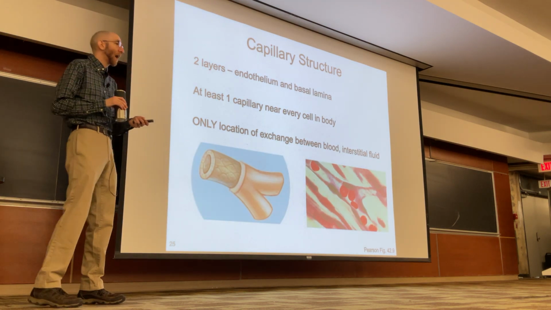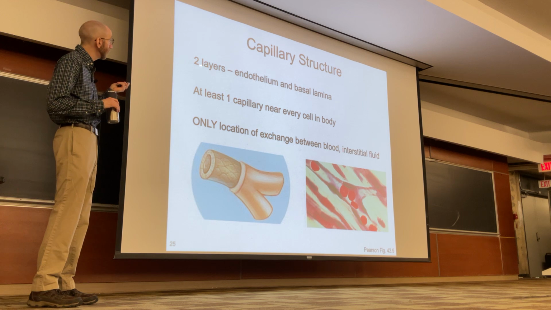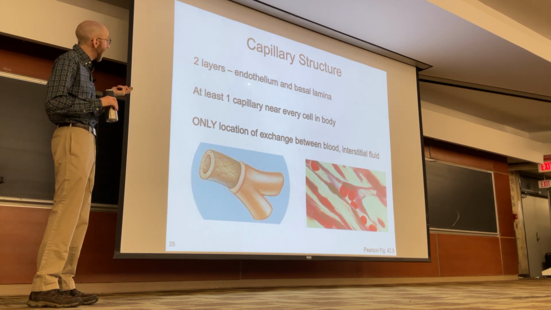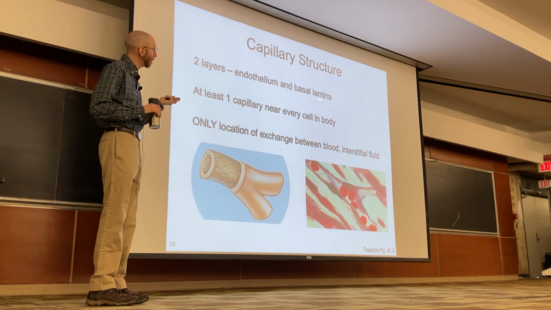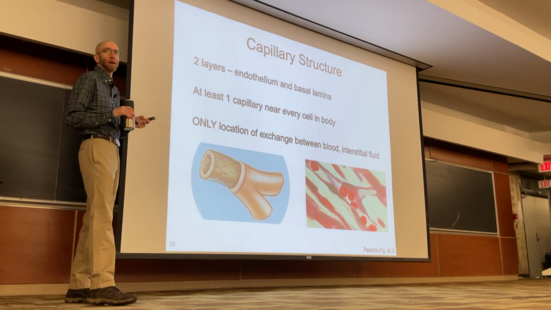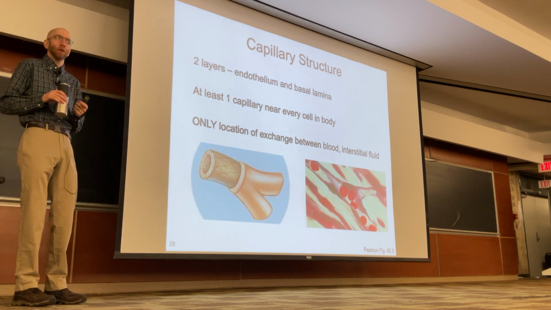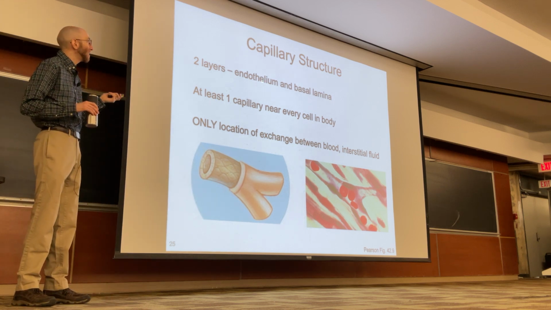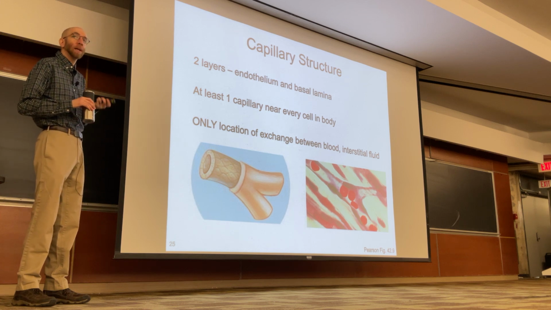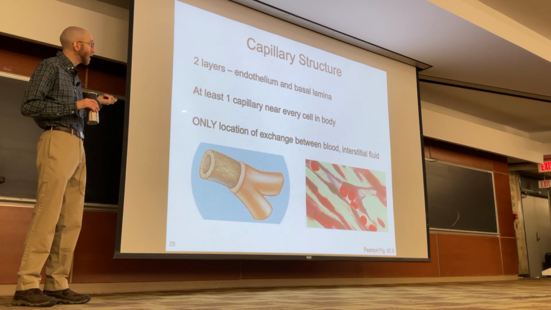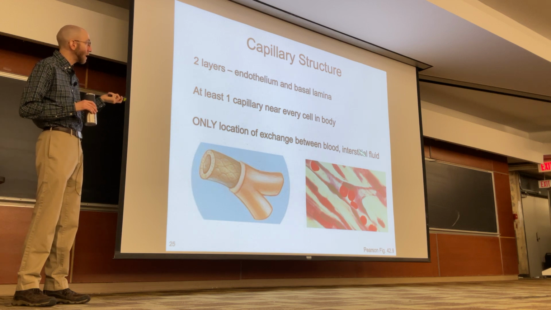Well, let's look at these capillaries in a little more detail. We have two very thin layers. Endothelium, which all blood vessels have, and then this other layer called the basal lamina, which just holds those capillaries in place, kind of your foundation layer. And that's it. So it's really easy to diffuse. And this is important because this is where exchange happens. This is the only location of exchange between blood and the interstitial fluid.